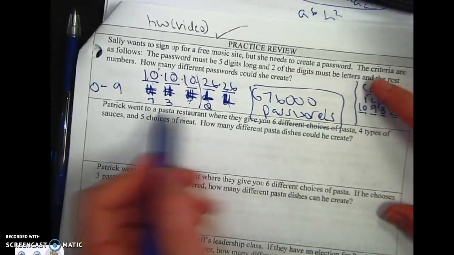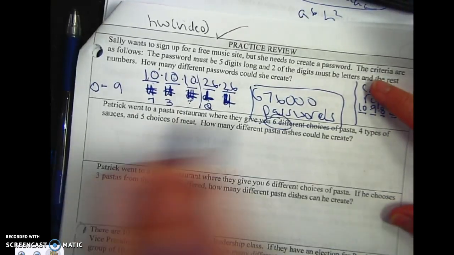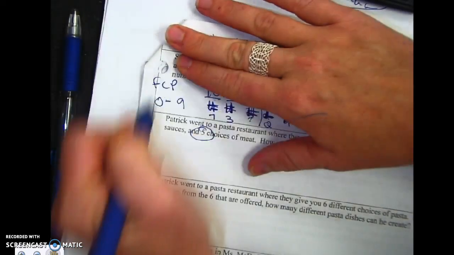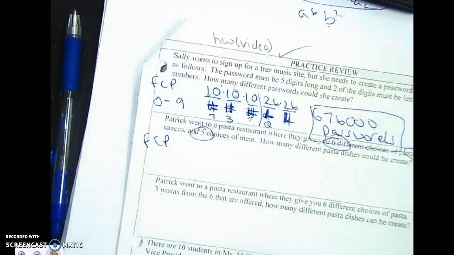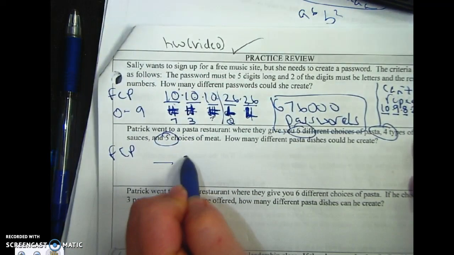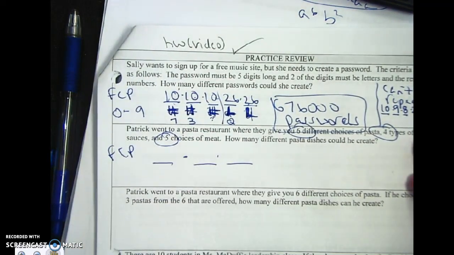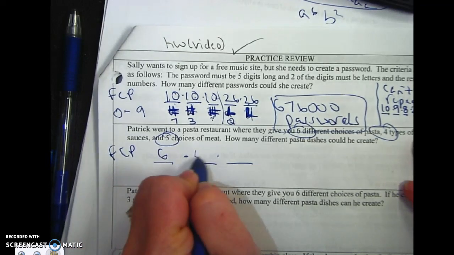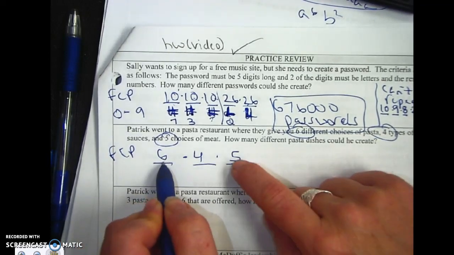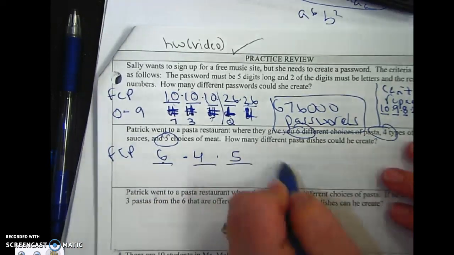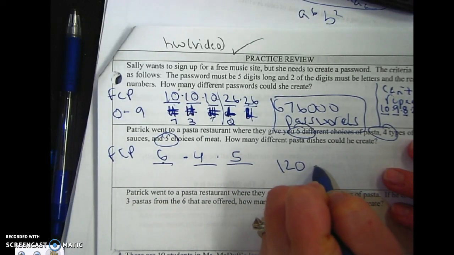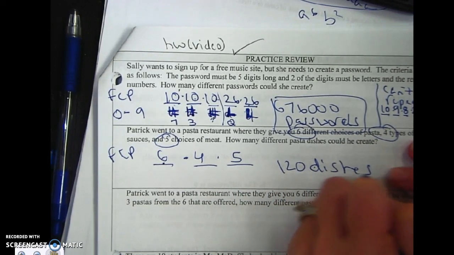All right, looks like we got food, pasta, sauces, 5 choices of meat. By the way, this is the fundamental counting principle, and this is also the fundamental counting principle. I do the fundamental counting principle when I can do something like that. Okay, so that's just 6 times 4 times 5. 6 times 5 is 30. Times 4 is 120 dishes.